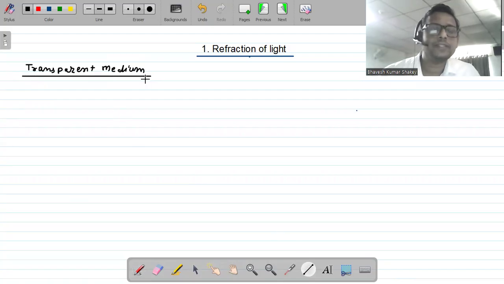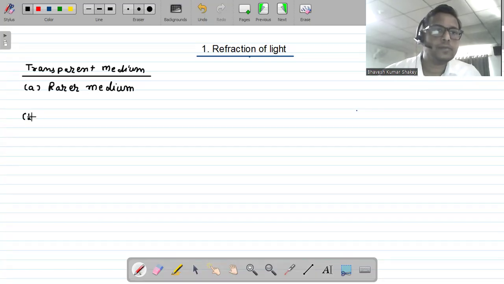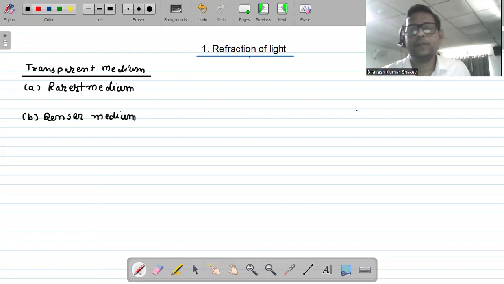We can classify this transparent medium into two parts. The first part is called rarer medium, and second part is called denser medium. So the two parts are: first is rarer medium and second one is denser medium.